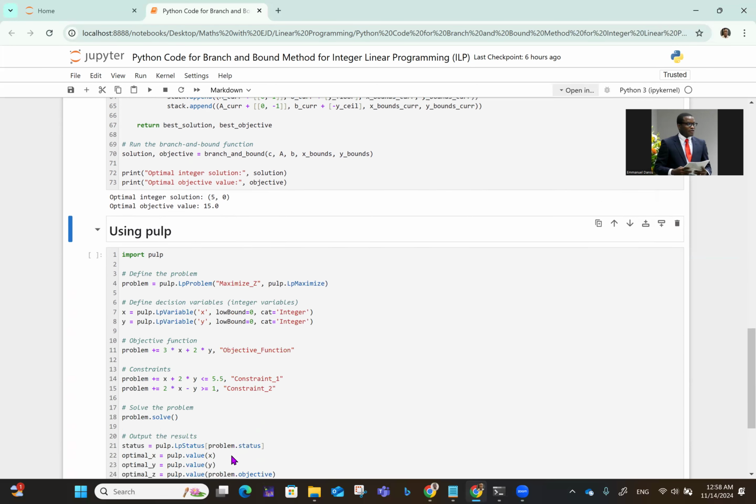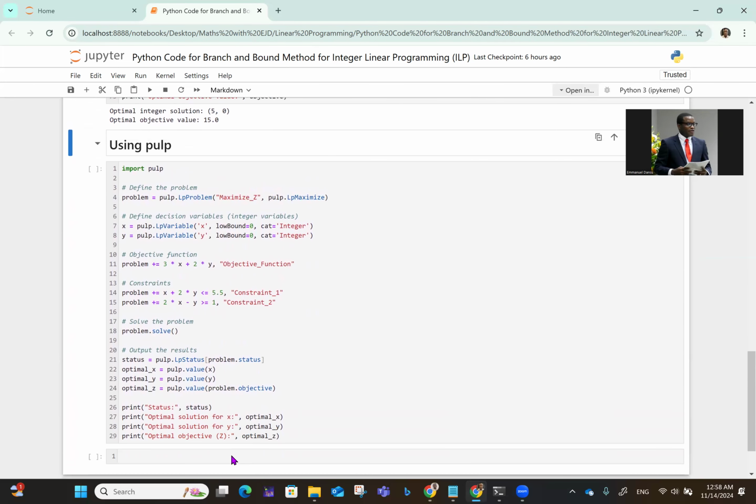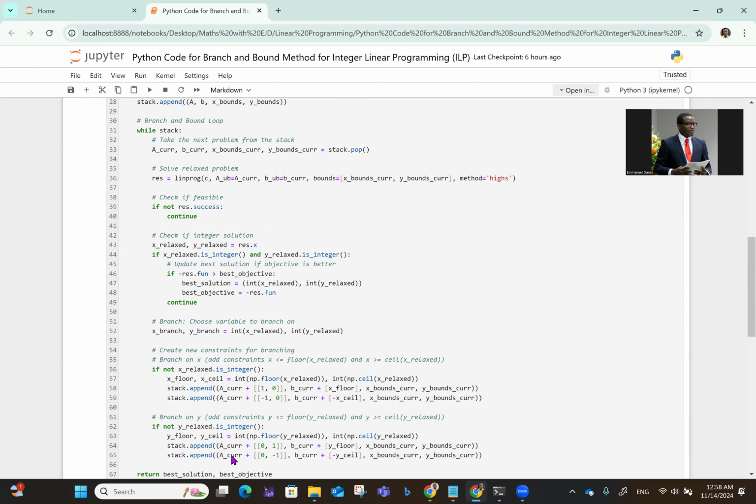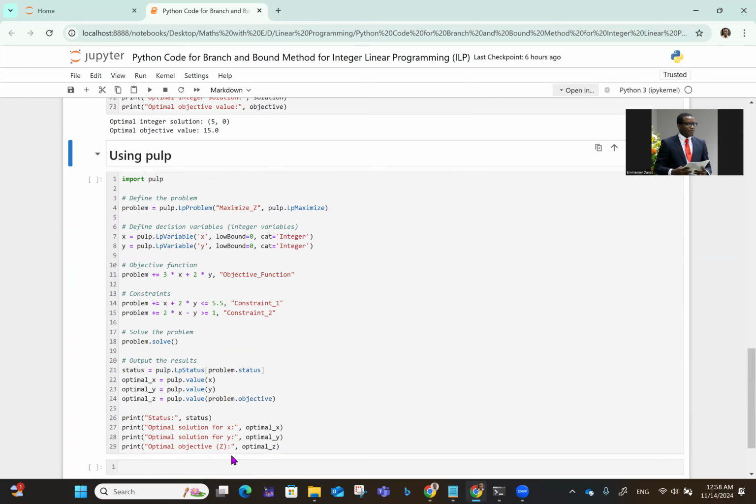Now PuLP takes a different approach. Interestingly, with fewer lines of code, we get to the answer. PuLP is more straightforward, so to speak. For linprog, it's a bit more complicated, but for PuLP, as long as you know the right things to call. So you define a problem in line 4: pulp.LpProblem, and we want to maximize, pulp.LpMaximize.